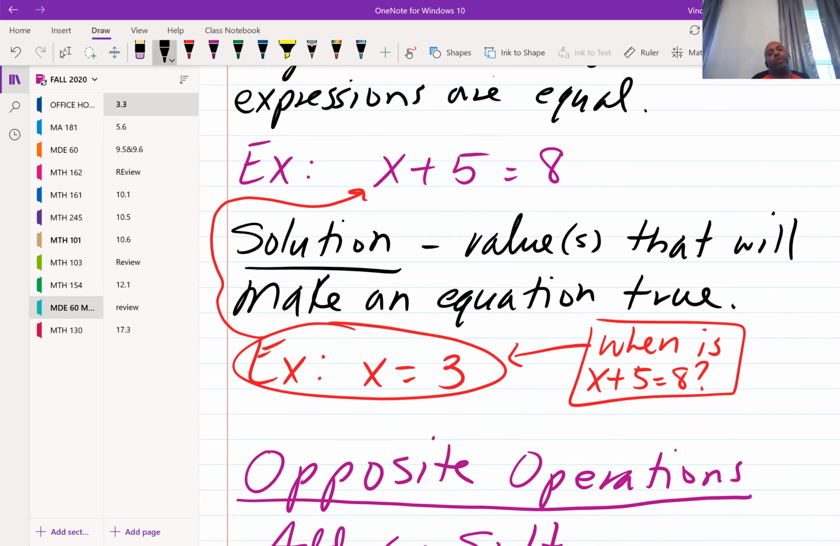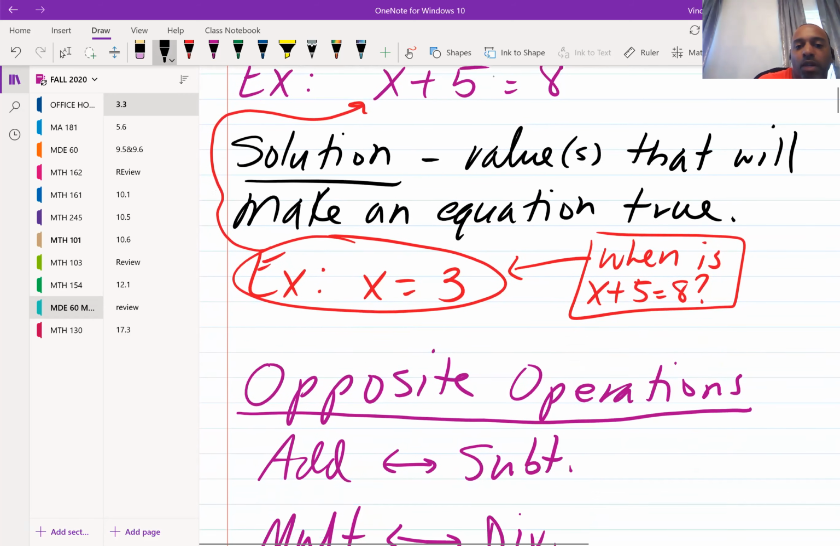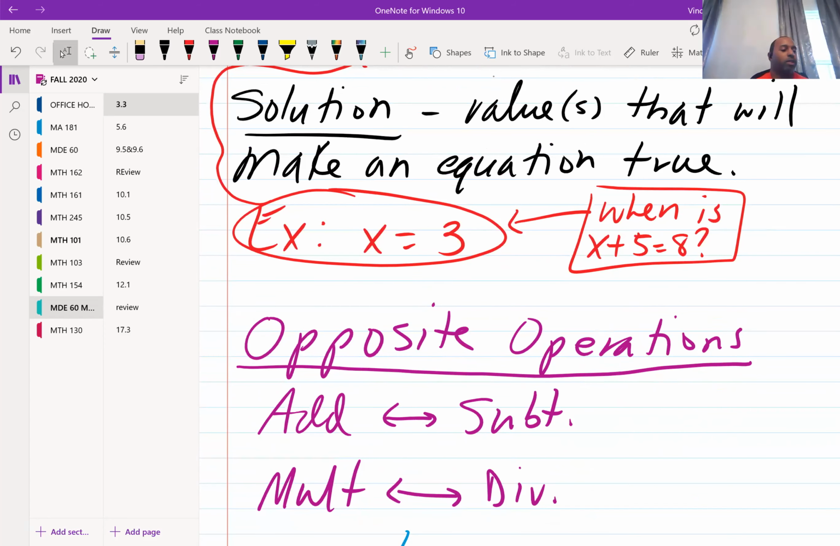Of course, we will not be guessing at our solutions or throwing stuff in there to see what works. We will solve using certain practices, and what we will be using is what I call opposite operations. They are operations that undo what the other one does. Addition and subtraction are opposite operations. Multiplication and division are opposite of each other. They undo what the other one does.